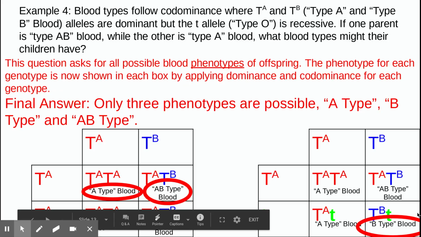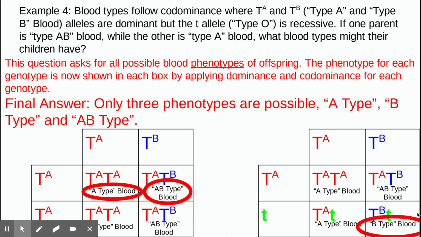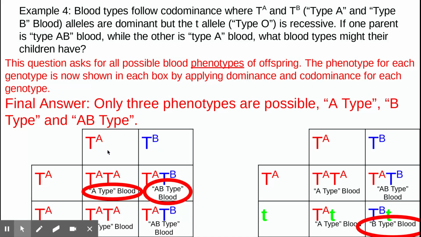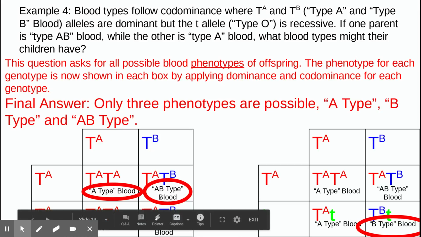The 4th blood type that could be possible, if it weren't these 2 parents, would be OO, or 2 lowercase o's, but that possibility cannot happen with these 2 parents. And so we only have the 3 blood types of A type, B type, and AB type based on what you see in these two Punnett squares. And that's how you come up with your answer.